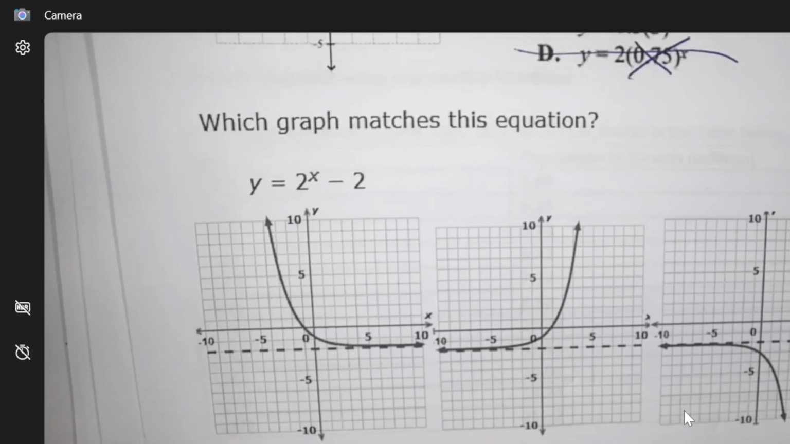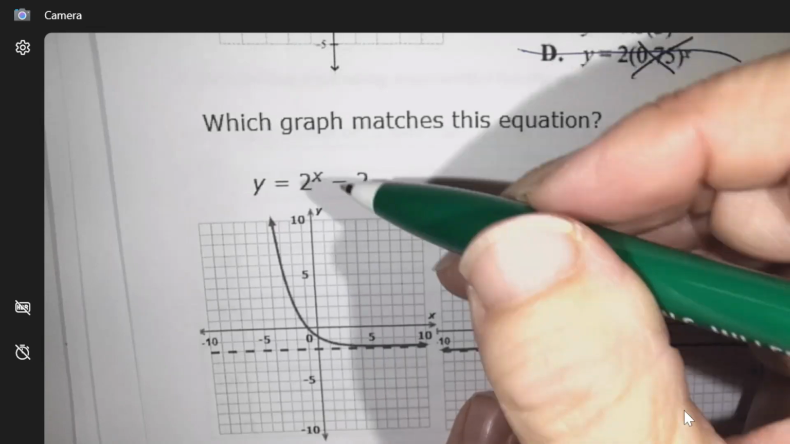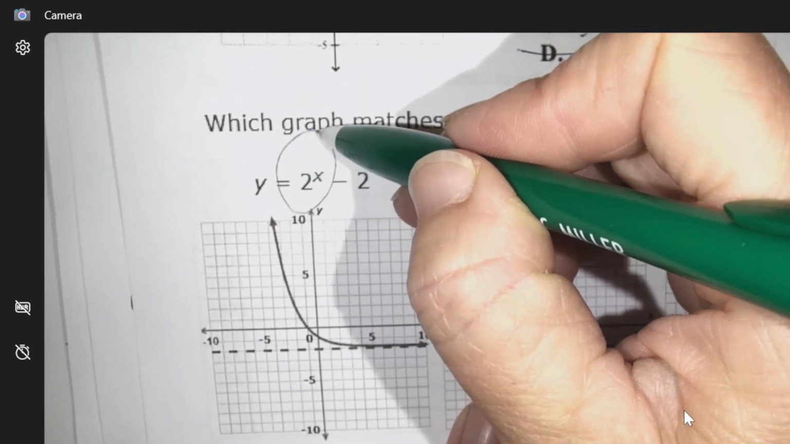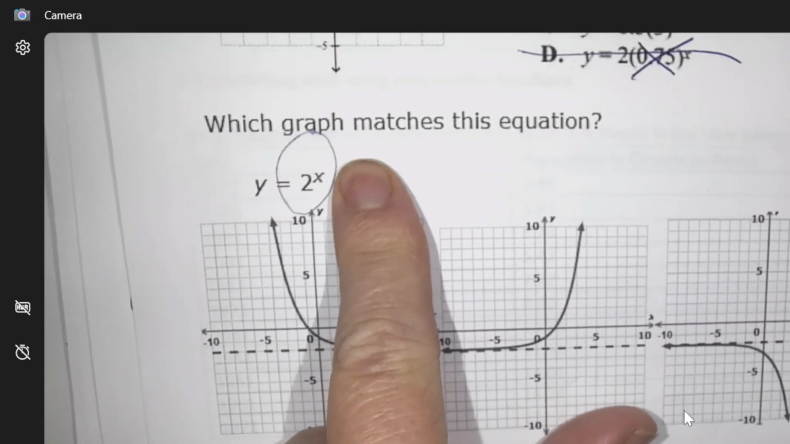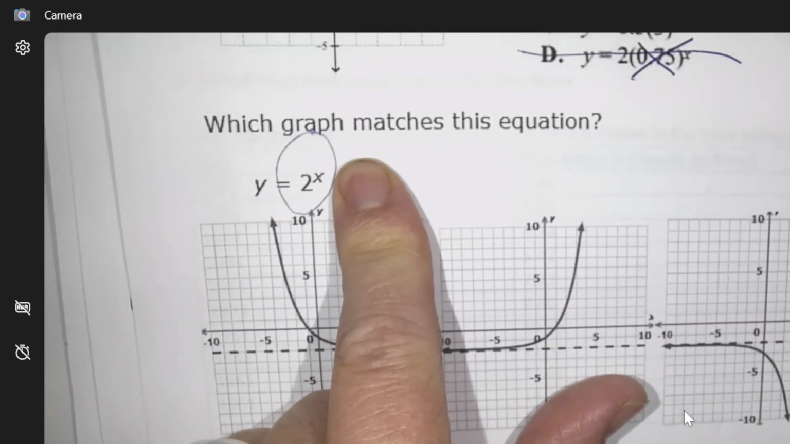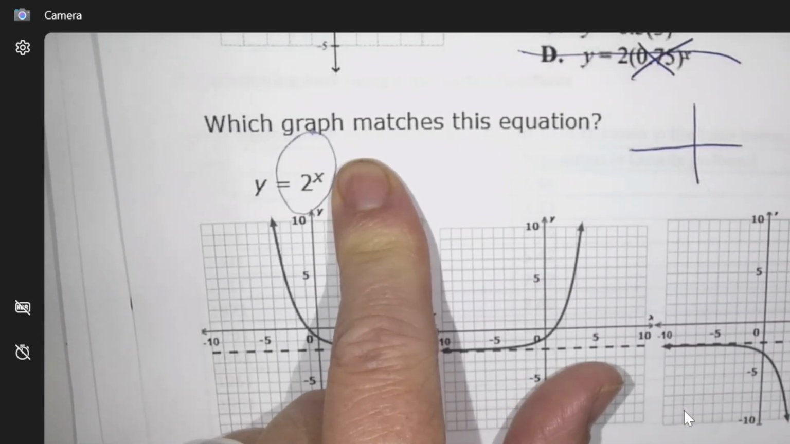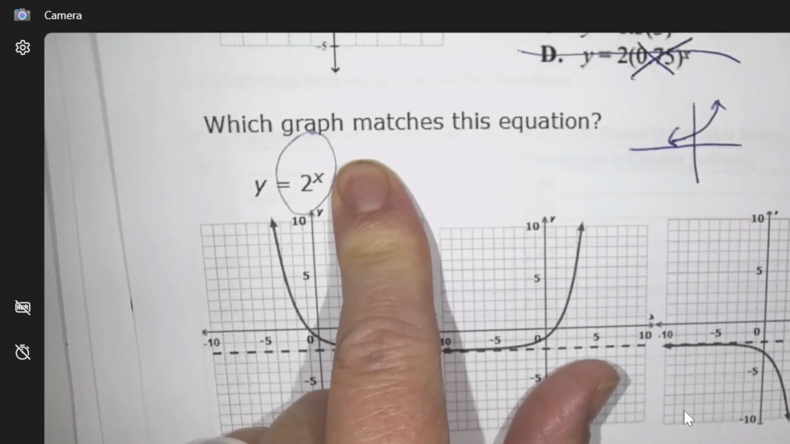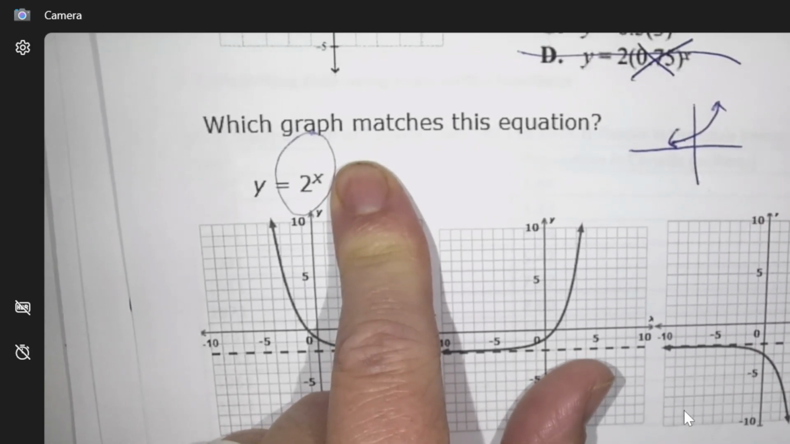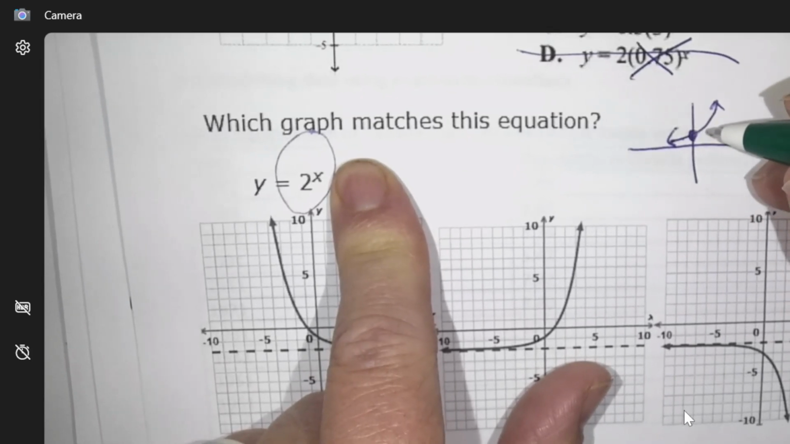Okay, this one's a little bit tricky. You don't know this one quite yet. So let's just talk about this. Don't look at this for a second. What would you know about this graph? Is it increasing or decreasing? It's increasing. Is my y-intercept at 1 or somewhere else? It's just at 1.